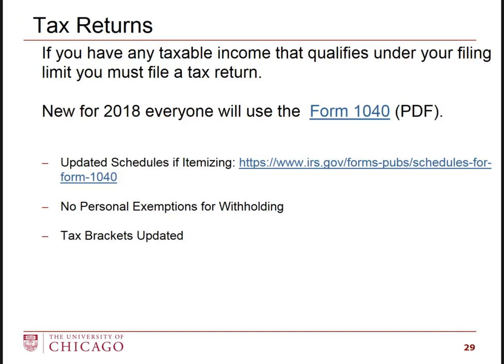If you have any taxable income that qualifies under your filing limit, you must file a tax return. New for 2018, everyone will be using the Form 1040. There are updated schedules if itemizing. Also new this year, there are no personal exemptions for withholding, and the tax brackets have been updated. It is important that you review many of your choices from the past to see how this affects your taxes for this new tax year.